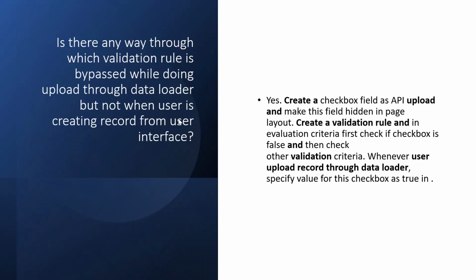Is there any way through which a validation rule is bypassed while doing an upload through Data Loader, but not when a user is creating a record from the user interface? Yes, we can bypass it while doing an upload through Data Loader. What we have to do for that, we can create a checkbox field called API upload, or you can name it anything, right? Make this field hidden in the page layout, create a validation rule, and in the evaluation criteria, first check if the checkbox is false and then check the other validation criteria. Whenever a user uploads records through Data Loader, specify this checkbox as true.